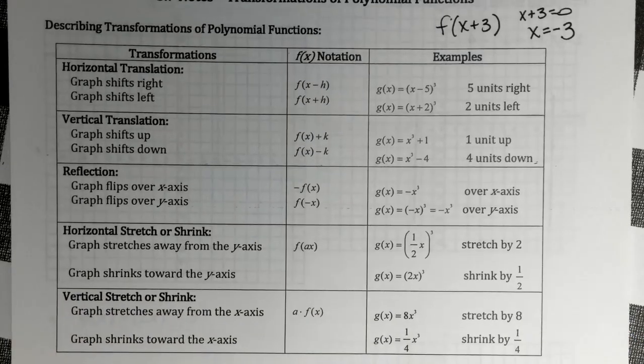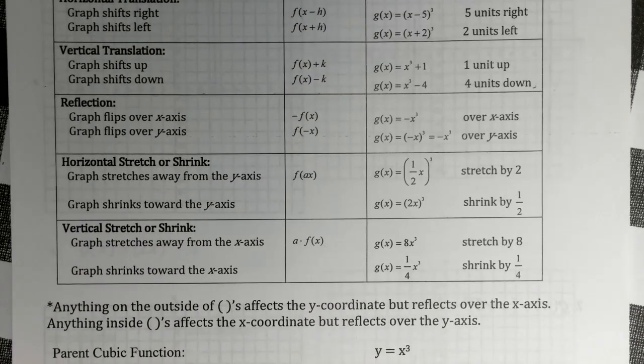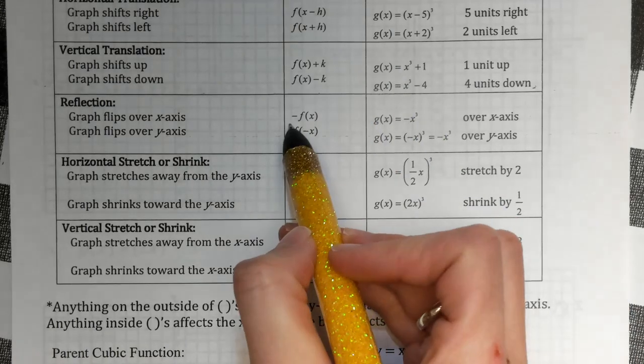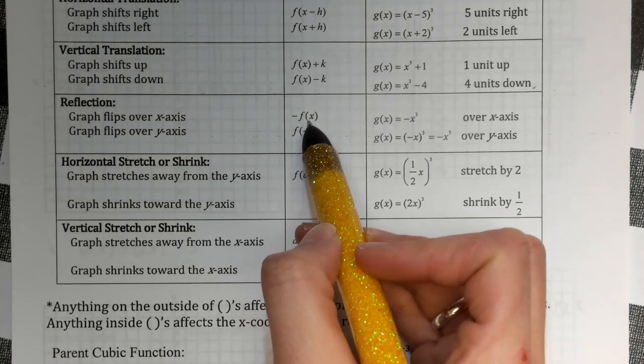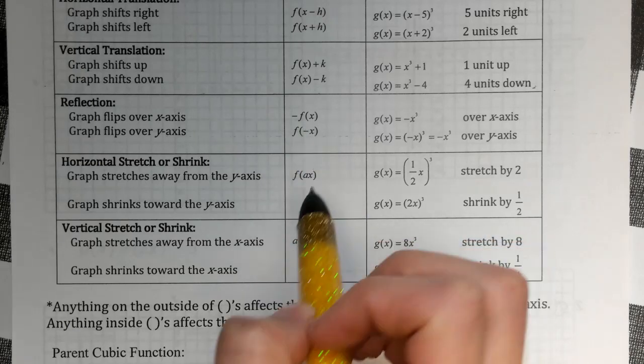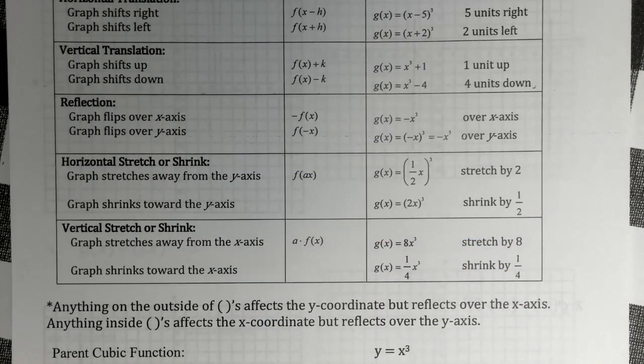Now your reflections, those are going to be opposites as well, okay? If I have a negative f of x, remember f of x is the same as y, all right? So if I'm taking a y value and I'm negating it, what axis is that flipping over? If I have a positive y value, say positive 5, and I now make it a negative 5, I'm flipping it down, so it flips over the x-axis. So it affects my y, but I'm flipping it over the other axis.